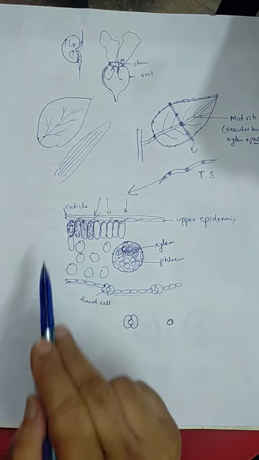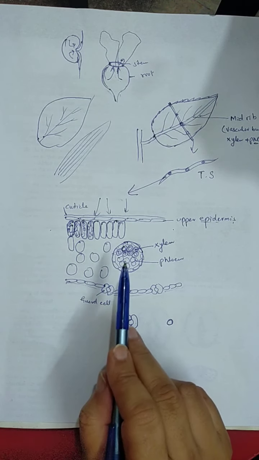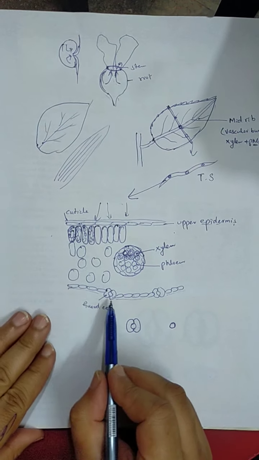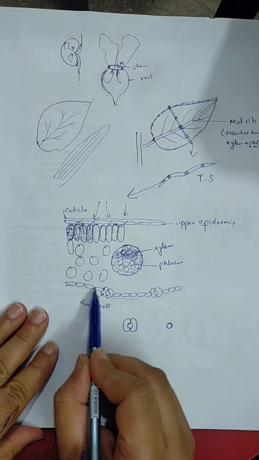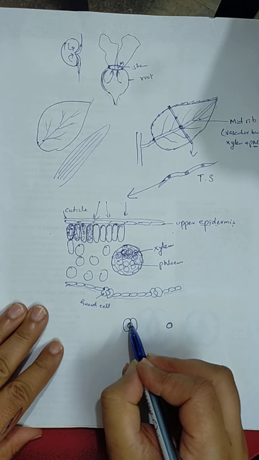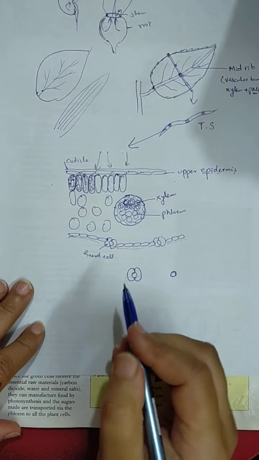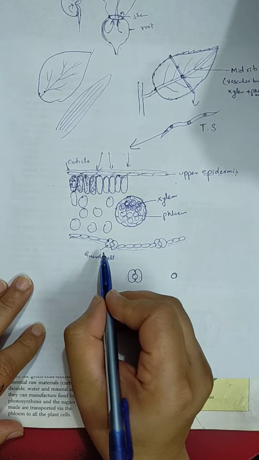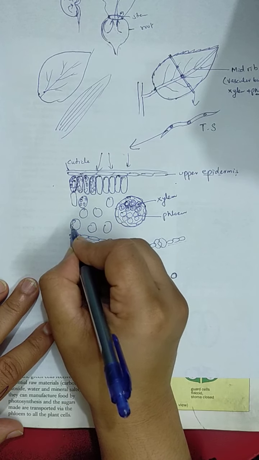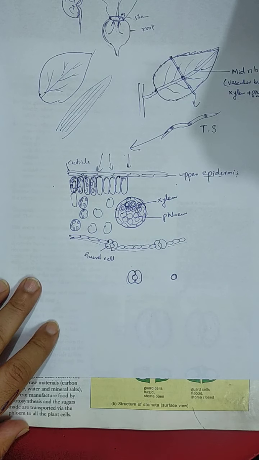This is the structure of the leaf, and the leaf is well adapted for its function. One more thing I want to tell you is that the guard cell is different from other epidermal cells. First of all, because of its shape, it is bean shaped. Secondly, this is the only epidermal cell which contains chloroplast, as do the cells in the spongy mesophyll layer.